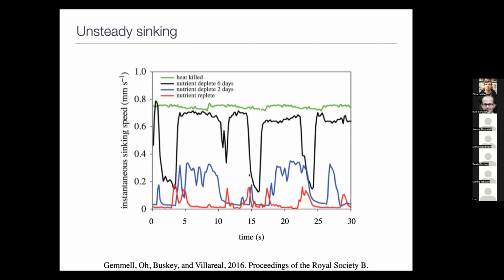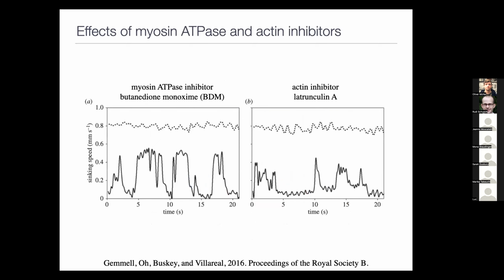If we go back to what I mentioned at the beginning, sinking can increase nutrient uptake rates, so it makes sense that there may be some role of nutrients in this behavior. We don't know a whole lot about the mechanism for unsteady sinking, but we do know that actin and myosin seem to be important. If we expose the cells to a myosin ATPase inhibitor or an actin inhibitor, we see in these dotted lines that the unsteady sinking behavior almost completely disappears.